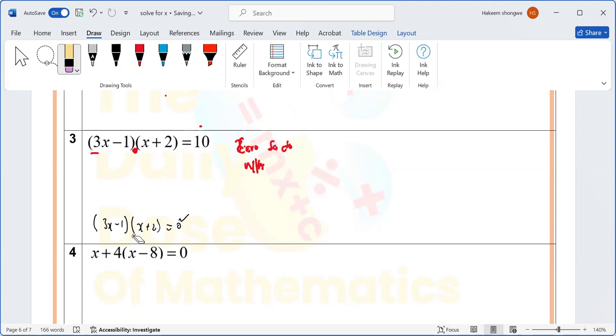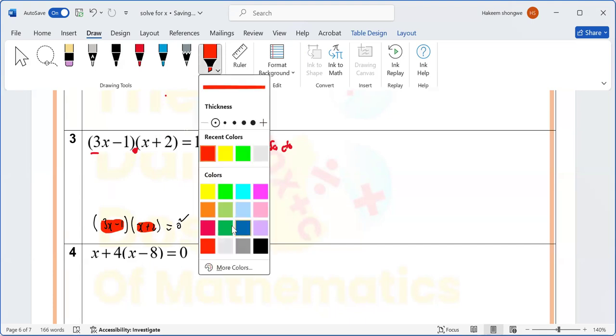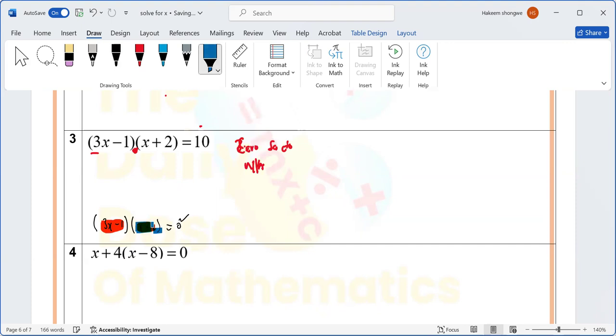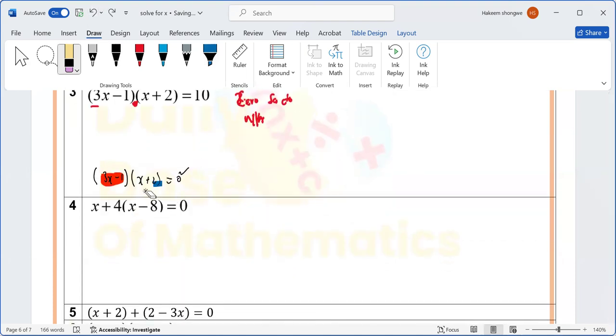The next thing that we should check is whether there's a product. Product meaning multiplication only. Is there multiplication only? This thing is inside the bracket, and this one is also inside the bracket. Let me make the other one blue. So we have red inside the bracket, and then we have blue inside the bracket.